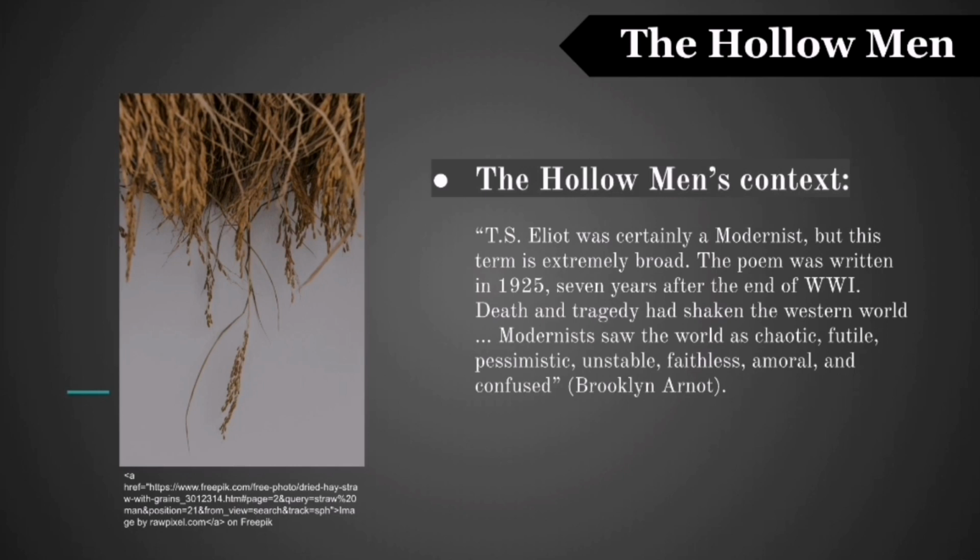To analyze The Hollow Man, it is important to keep in mind its context. T.S. Eliot was certainly a modernist, but this term is extremely broad. The poem was written in 1925, 7 years after the end of World War I. Death and tragedy had shaken the Western world. Modernists saw the world as chaotic, futile, pessimistic, unstable, faithless, immoral, and confused.